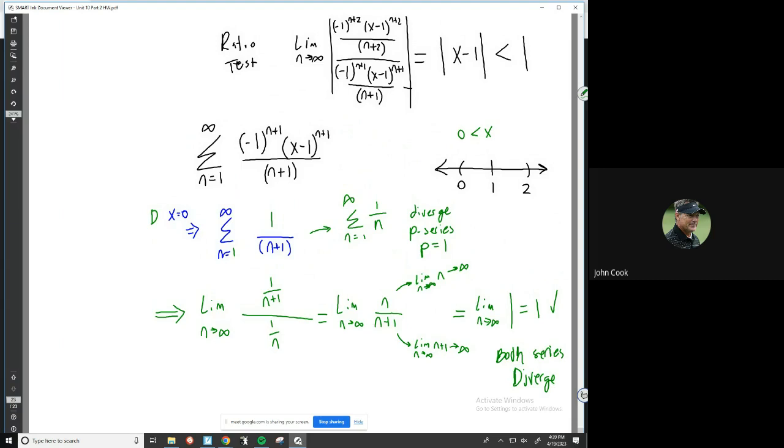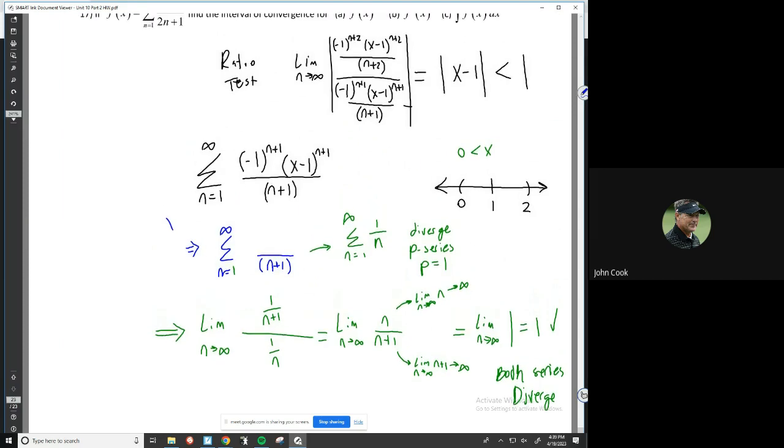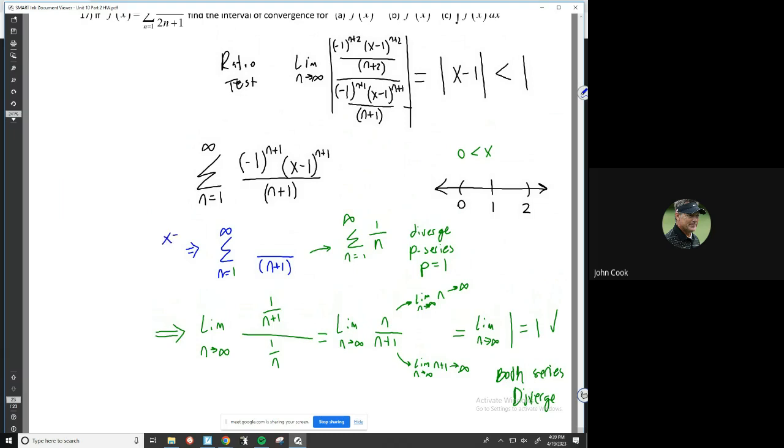Now let's see what happens when we plug in the other number. Let's plug in, what was the other one? 2. Okay, so now we're going to plug in 2. x equals 2. Okay, so I have to rewrite all that stuff. Let's see, negative 1 to the n plus 1. And then it's going to be 2 minus 1 to the n plus 1. All right, let's see if this changes anything.